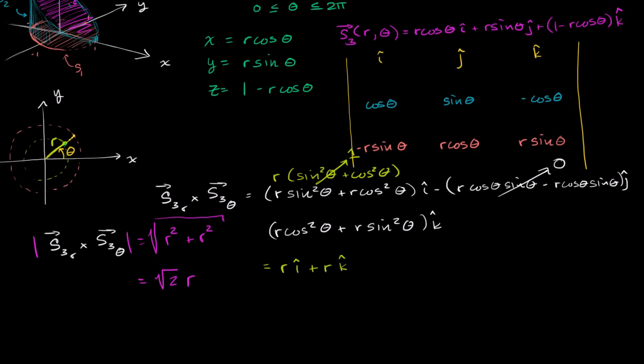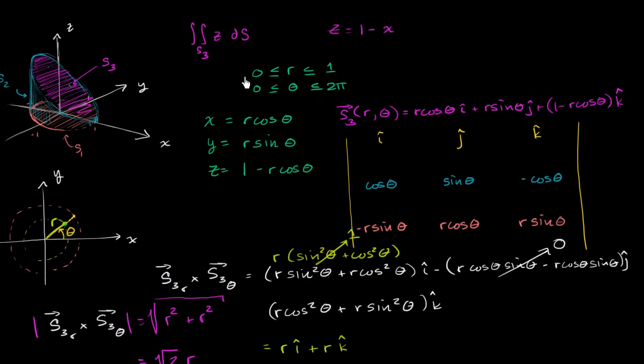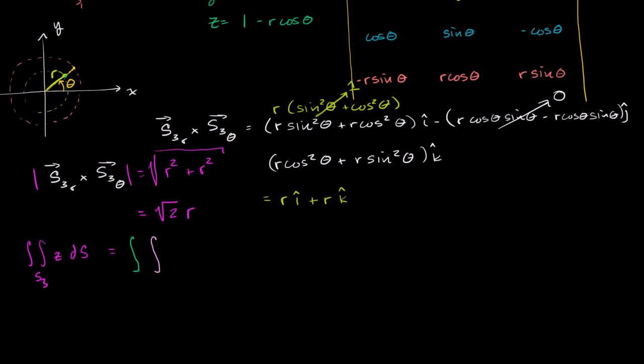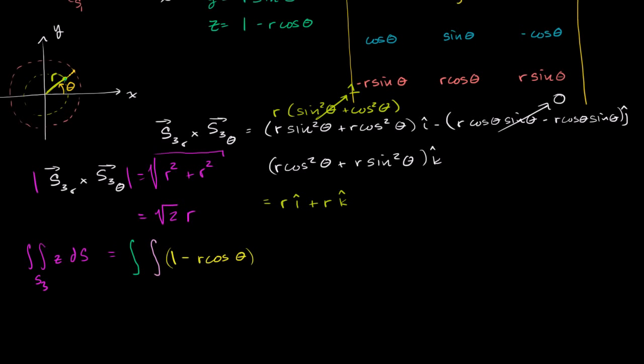So let's do it. Our surface integral, the thing that we were dealing with from the beginning, the surface S3 of z ds, is now equal to, and I'm going to use different colors for the different variables of integration, 1 on the outside, and then I'll do 1 on the inside. Z is equal to 1 minus r cosine theta. It involves both, so I'll use a different color. Minus r cosine theta. And then I just have to integrate relative to both of the variables.